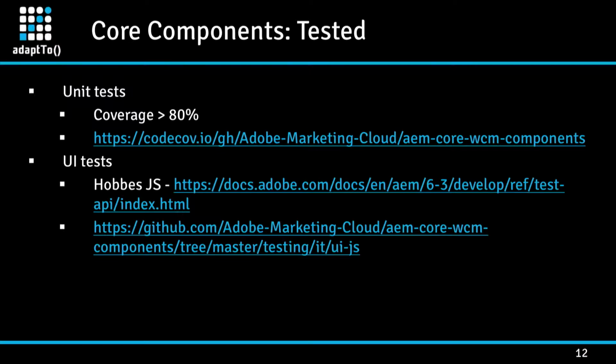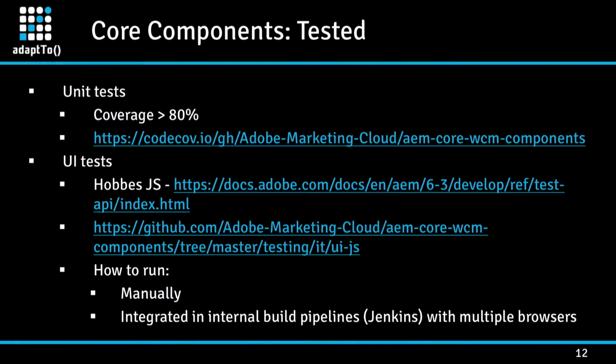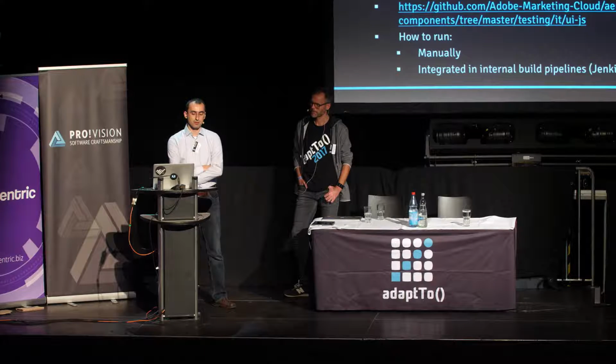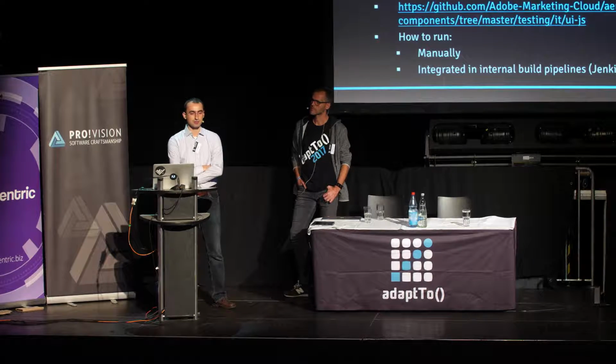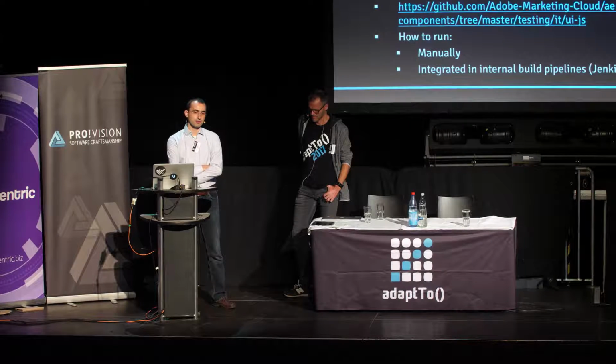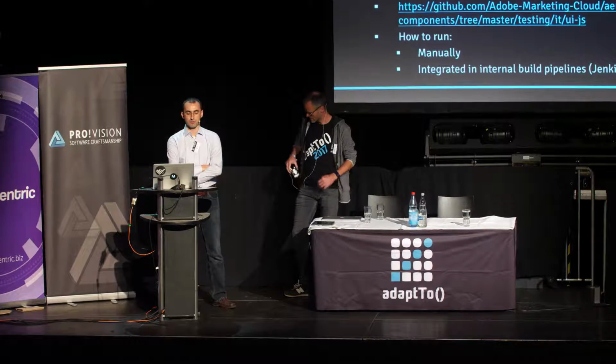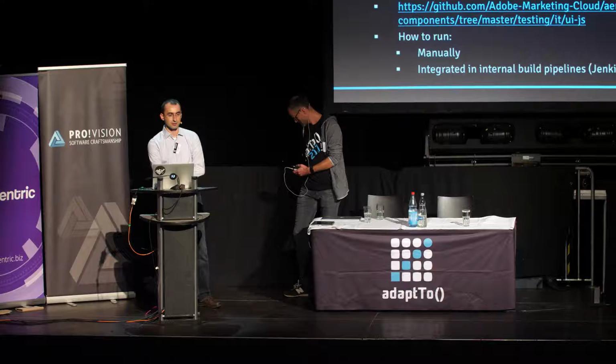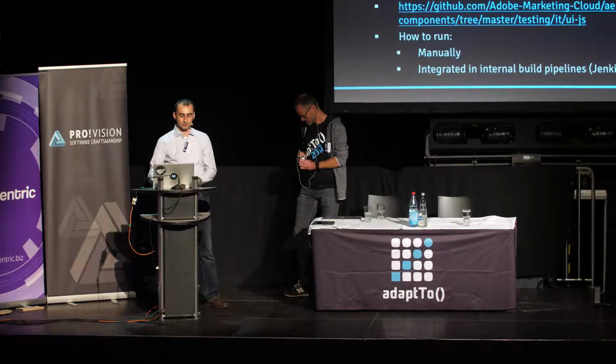So you can find the tests as well for the UI in our repo, and you can run these tests either manually from the Hobbes console in AEM, or you can do like we did and integrate them into an internal build pipeline to test them against multiple browsers to make sure that whatever you are changing or developing on top of these is actually working in all browsers as it's supposed to do.